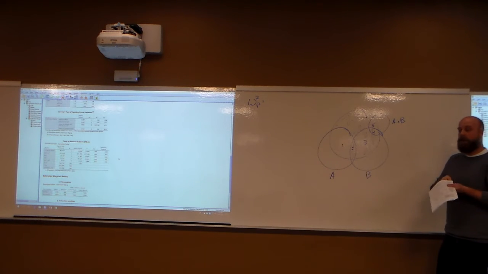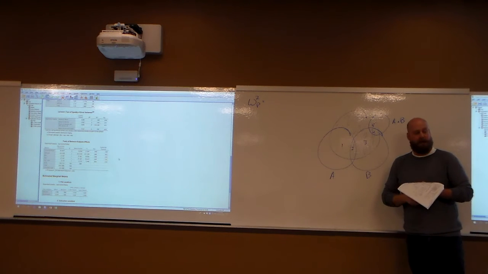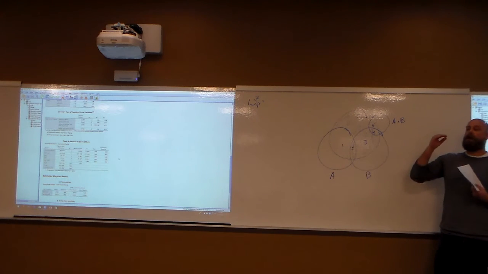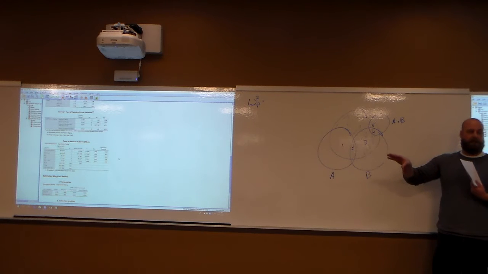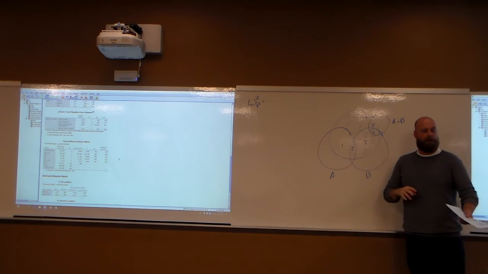So when we're talking about partial coefficients, partial eta squared, partial omega squared, we're talking about the proportion of residual variability being attributable to some factor, okay?